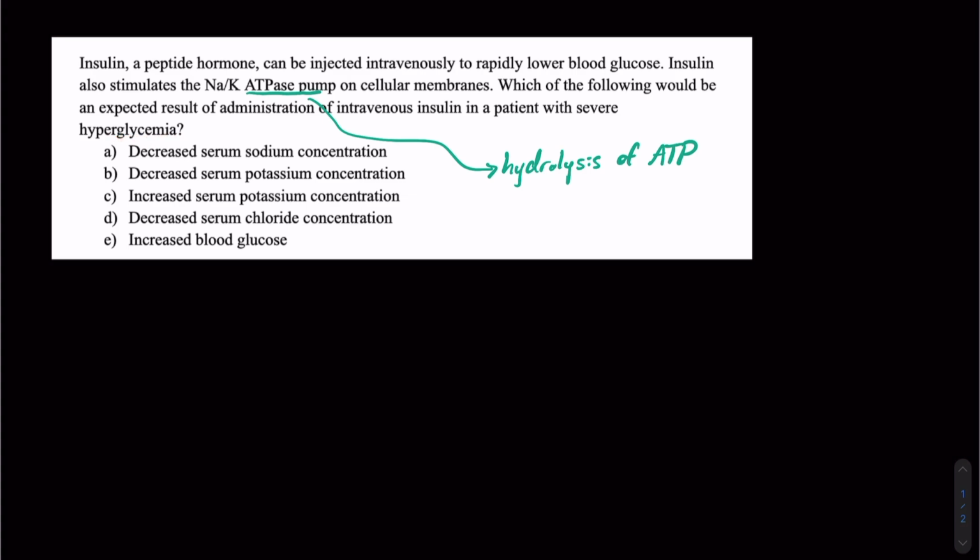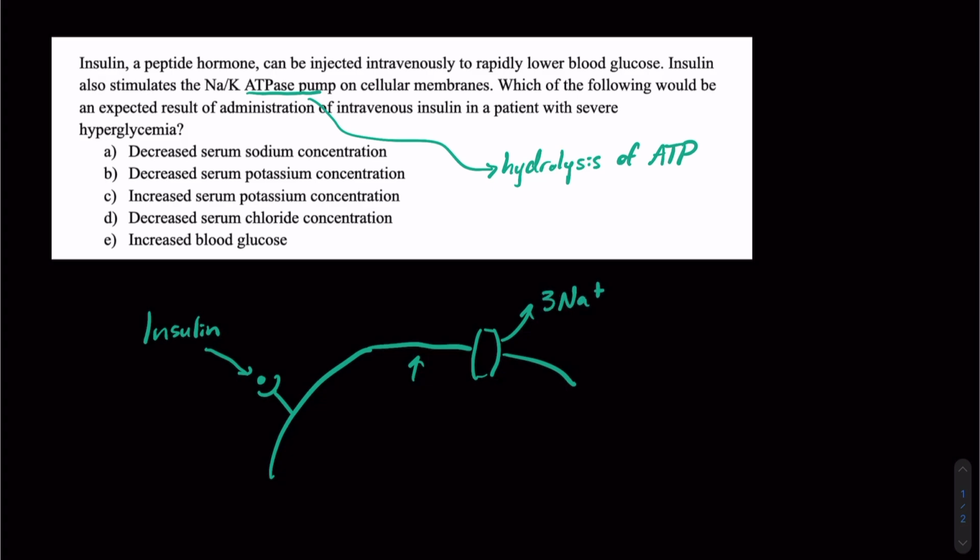So we have to ask ourselves, if insulin, which is a peptide hormone, a fancy name for a protein, is going to bind to some extracellular receptor on a cell and then also indirectly stimulate the sodium-potassium pump, what is going to happen? So we're upregulating the sodium-potassium pump. And the prerequisite knowledge that MCAT is going to want us to know is that 3 sodium ions are going to be pumped out, and 2 potassium ions are going to be pumped in for every 1 ATP that we're hydrolyzing here.